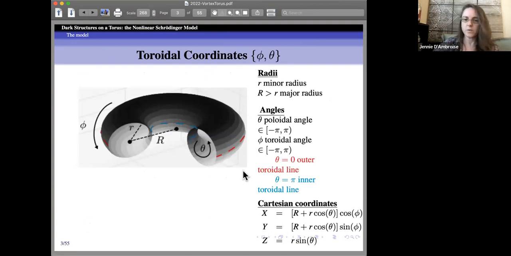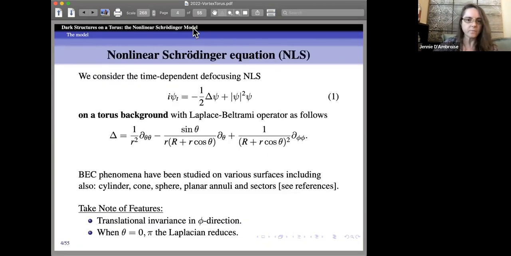looking at the torus here, we have theta equals 0 corresponds to the outer equator, and theta equals pi represents the inner equator. And we'll be looking at the nonlinear Schrodinger model, in particular the defocusing case with the minus sign. And we'll be looking on a torus background.